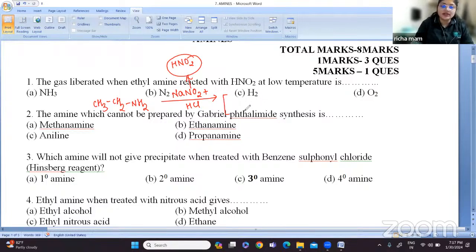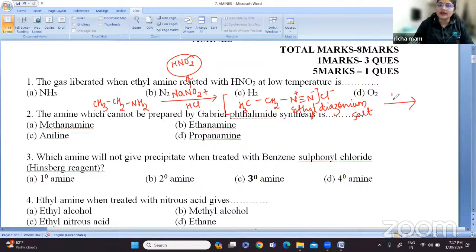It forms a diazonium salt. What does it form? A diazonium salt is formed, that is CH3CH2 then N triple bond N, with N plus, N minus and Cl minus. So an ethyl diazonium salt is formed. This ethyl diazonium salt, what happens when it is formed?